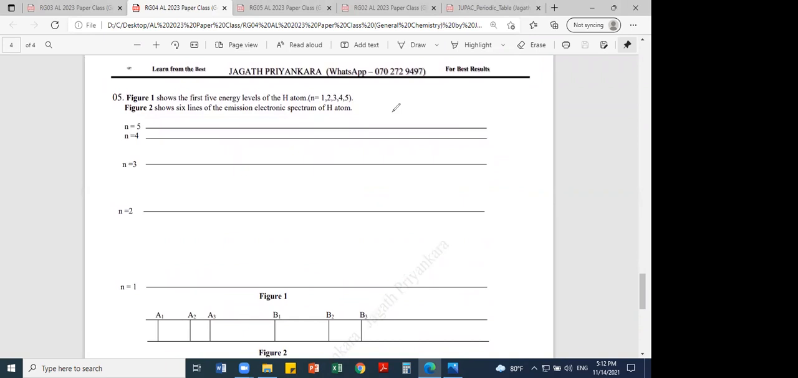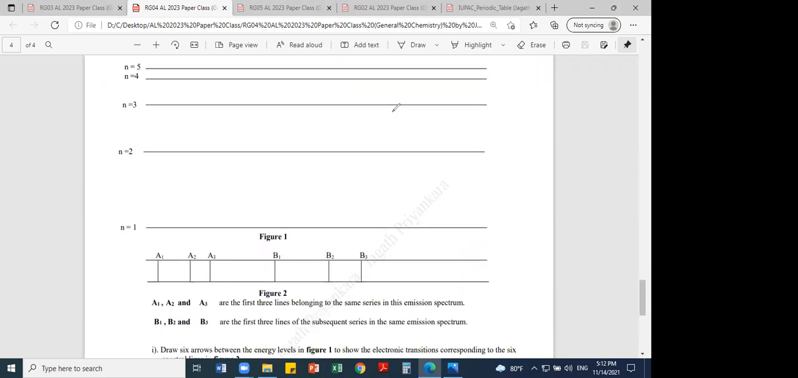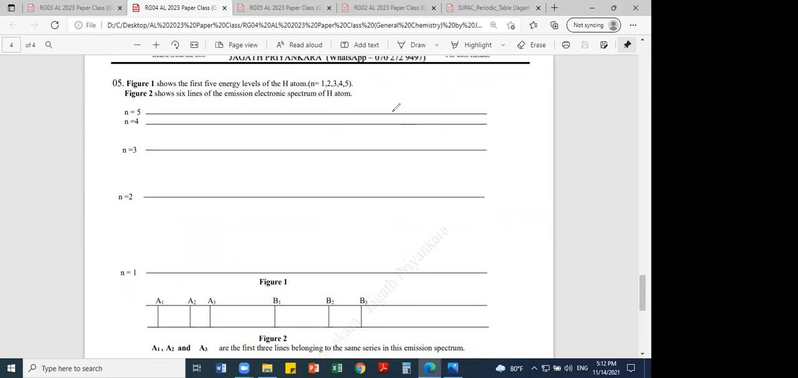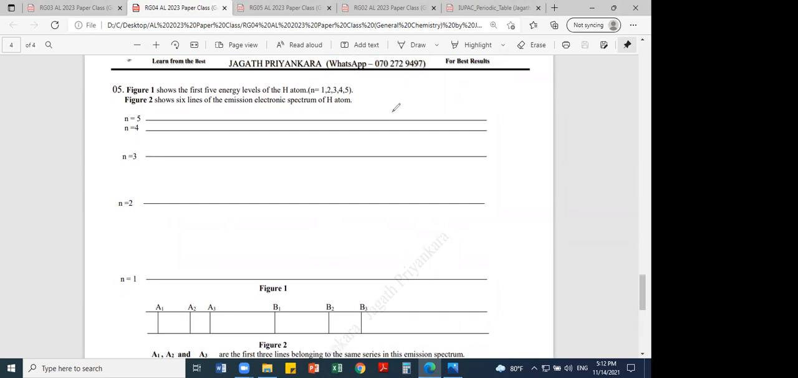Next one, question number 5. This is much harder than the previous one, right? This is a little bit harder than the previous one. How many of you have done this? Please raise your hand. This is also an A-level past paper question. How many of you have answered this? Has anyone done this? At least now, can you quickly guess at least one or two lines here?